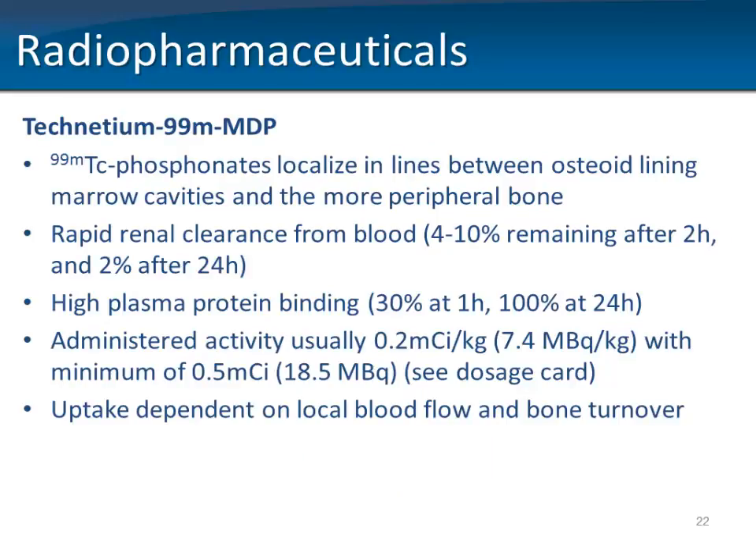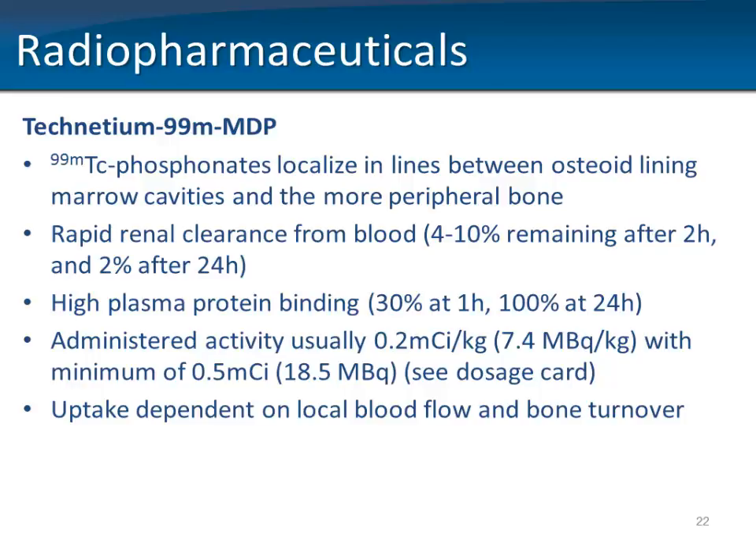So the two radiopharmaceuticals I would like to discuss somewhat more in depth or highlight are, of course, technetium-99m MDP and sodium fluoride. So to start with the workhorse, really, MDP, as you know, it is a bisphosphonate, and it localizes in lines between osteoid lining, marrow cavities, and the more peripheral bone. What really happens to the bisphosphonate, or labeled bisphosphonate, at the site of bone remodeling is still, I believe, a matter of some controversy. Whether the tracer really dissociates or not, we're not quite sure what happens at that point. However, as you all know, it is cleared very rapidly from the blood, and after 24 hours you only have about 2% remaining. Nevertheless, plasma protein binding is high.